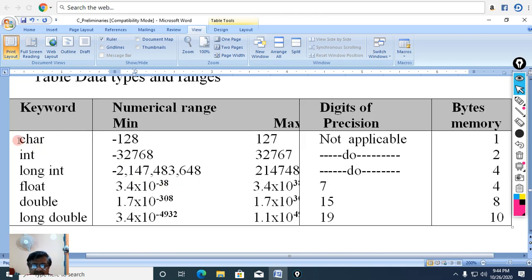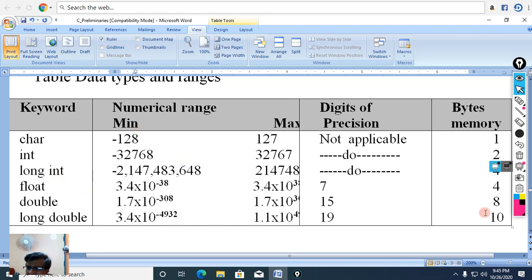Type table: data types and ranges. A character can be represented between the numbers minus 128 to 127, because a character will consume 8 bits, that is 2 to the power of 7 minus 1. Characters can be exactly represented. A character will consume 1 byte of memory, that is 8 bits. A short integer can store from minus 32,768 to positive 32,767, because a short integer will consume 2 bytes. 2 bytes means 16 bits.